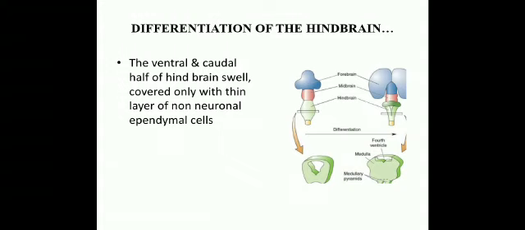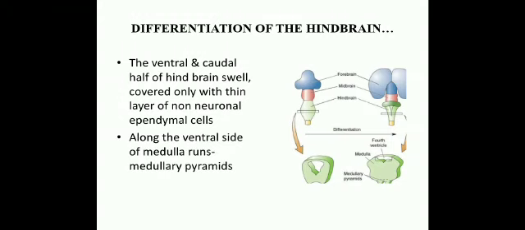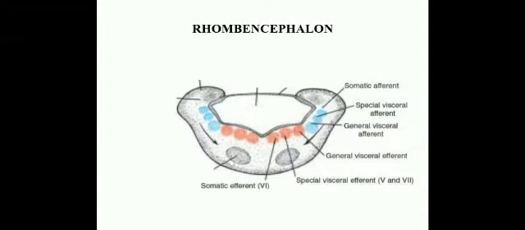The ventral and caudal half of the hindbrain swells and is covered only with a thin layer of non-neuronal ependymal cells. Along the ventral side of the medulla, the fibers run and form the medullary pyramids. The caudal part of the myelencephalon has a central canal and forms the closed part of the medulla oblongata. Rostrally, the central canal expands as the cavity of the fourth ventricle, and thus the rostral part of the myelencephalon forms the open part of the medulla oblongata.